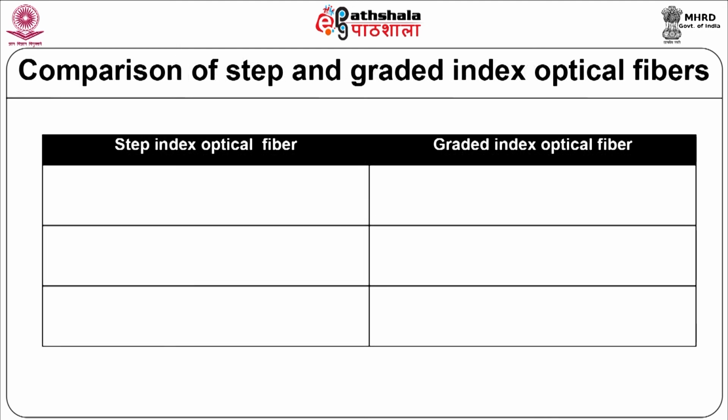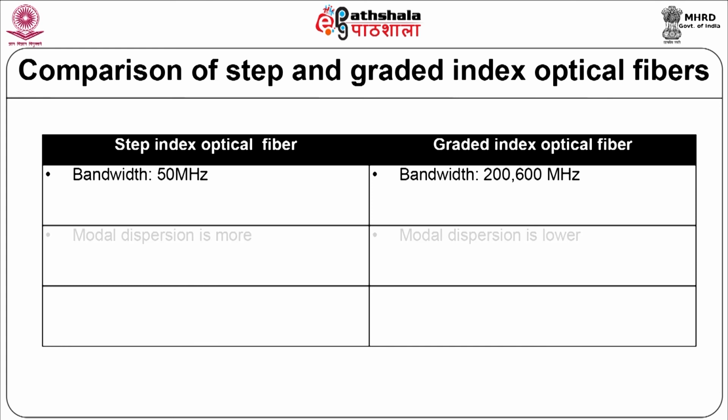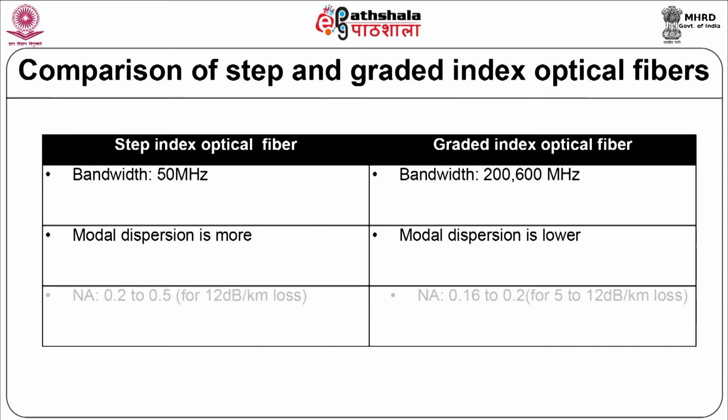Now let us compare the step index and graded index optical fiber. In the step index fiber, the bandwidth obtained is 50 MHz, while in graded index it is 200 to 600 MHz. In step index, the modal dispersion is more, while it is less in graded index. Numerical aperture is about 0.2 to 0.5 for a loss of 12 dB per kilometer, and for graded index it is 0.16 to 0.2 for 5 to 12 dB per kilometer.